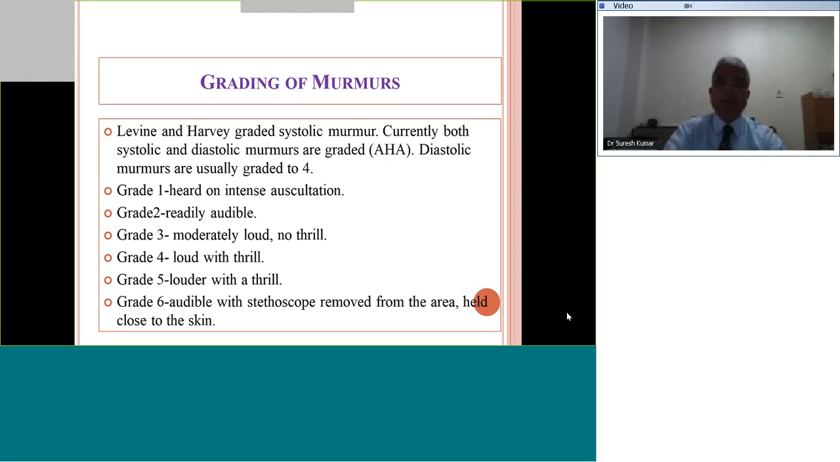Grade 1 of a systolic murmur is heard only on intense auscultation. Grade 2, it is readily audible. Grade 3, it is still louder but there is no thrill. Grade 4, it is loud with a thrill. Grade 5, it is still louder, and grade 6, you can hear it with a stethoscope slightly removed from the chest.